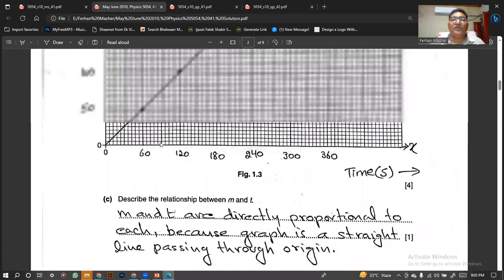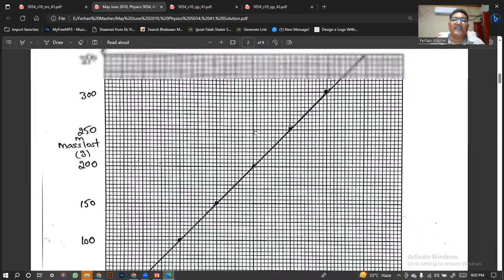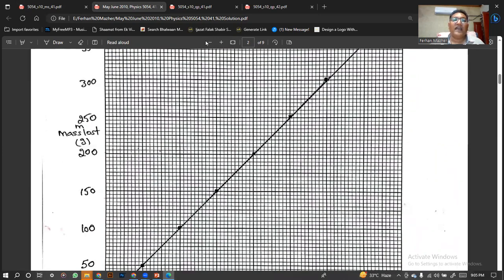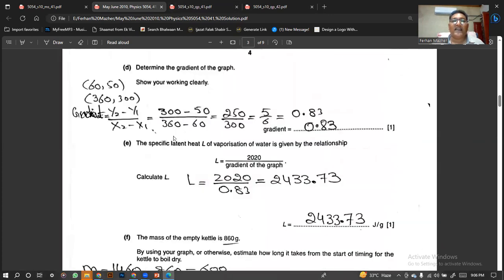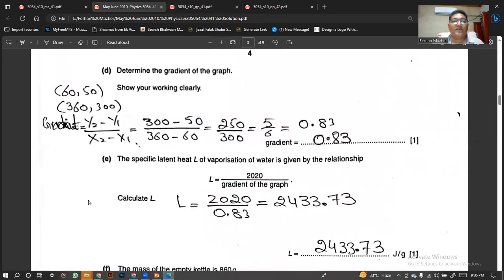So what we will do, we will take 2 points on this, any 2 points on this graph. And normally we take those points which are approximately a little away from each other. And we note down their coordinates. And here you go. I've taken 2 points on the graph. One point is 60, 50, and the other point is 360, 300.